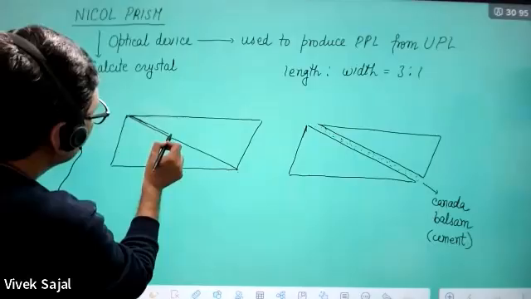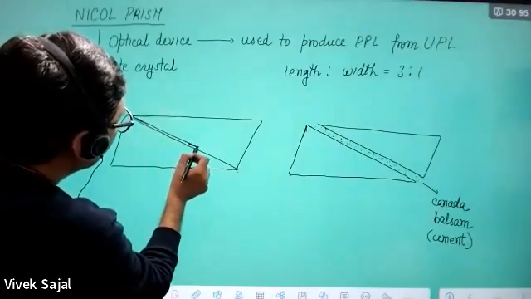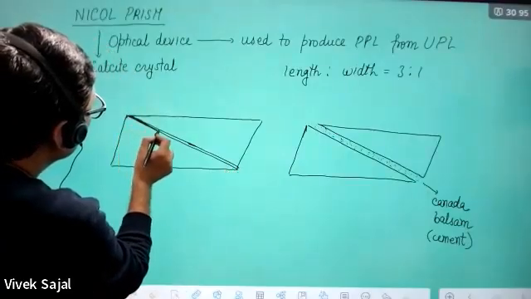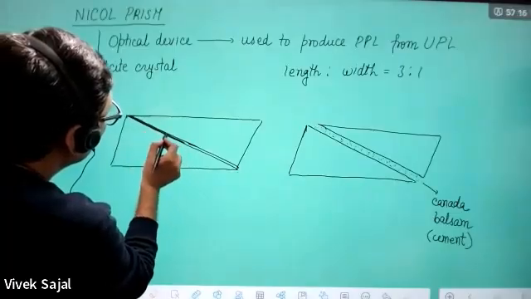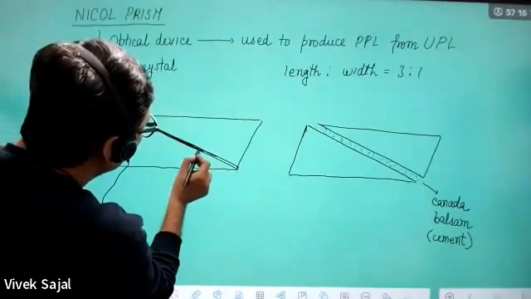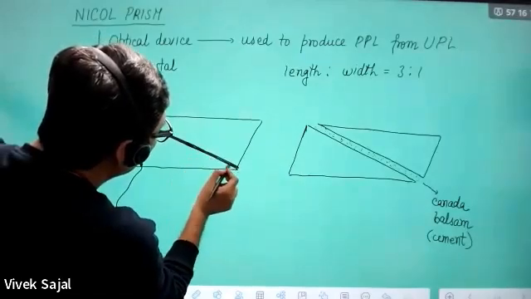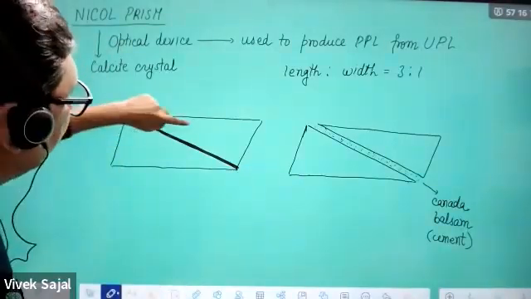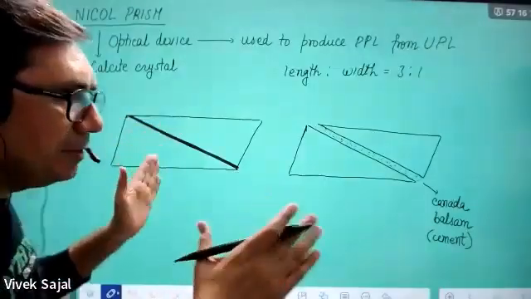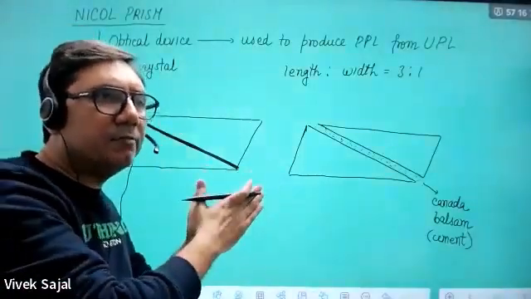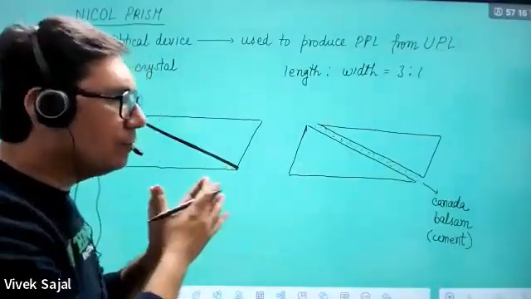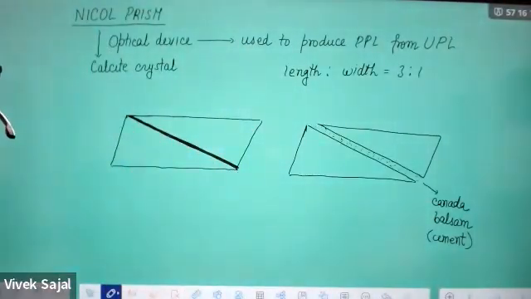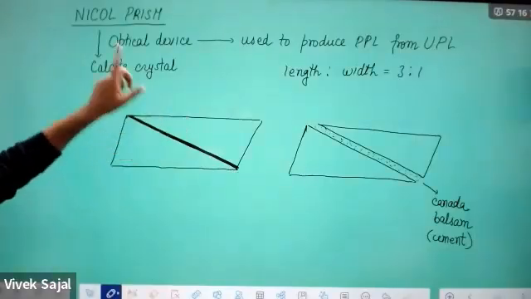First you cut, and then you have joined them together with the help of Canada balsam. So here you have this Canada balsam layer between these two parts. This is calcite, this is calcite, and in between them a layer is sandwiched, known as Canada balsam. This type of structure you have created, and this is known as the Nicol prism.